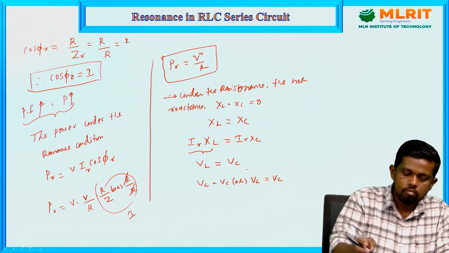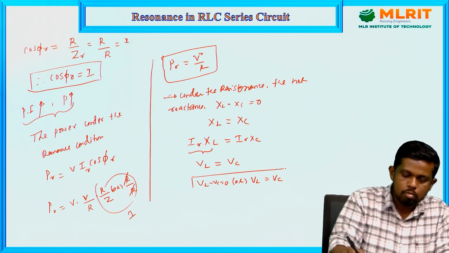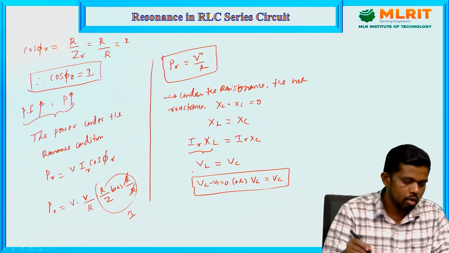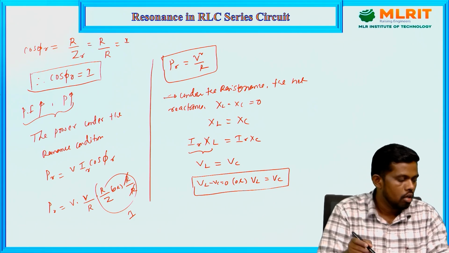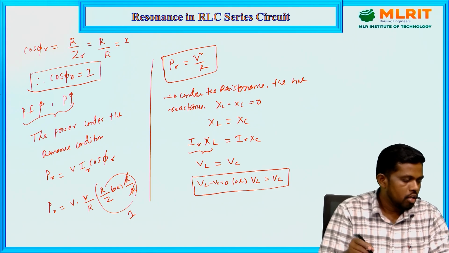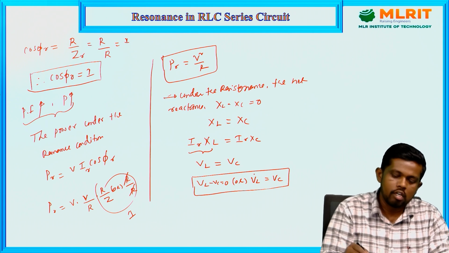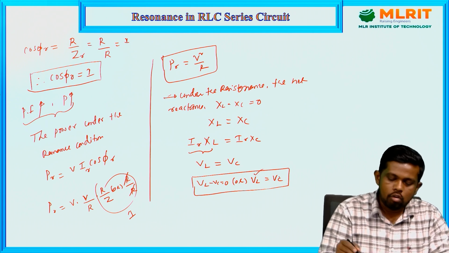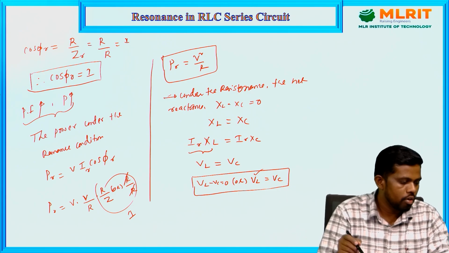V L minus V C equal to 0 means V L equals V C. This is the amount of voltage taken by each element, the inductor and the capacitor, under the resonance condition. So finally, under the resonance condition, the voltage across the inductor is equal in magnitude and opposite in direction to the voltage across the capacitor, that is opposite in phase.